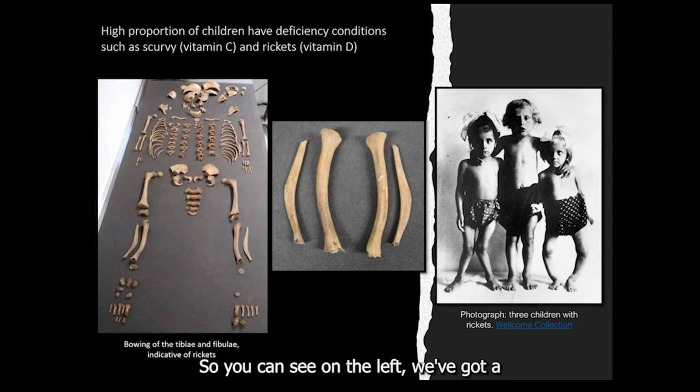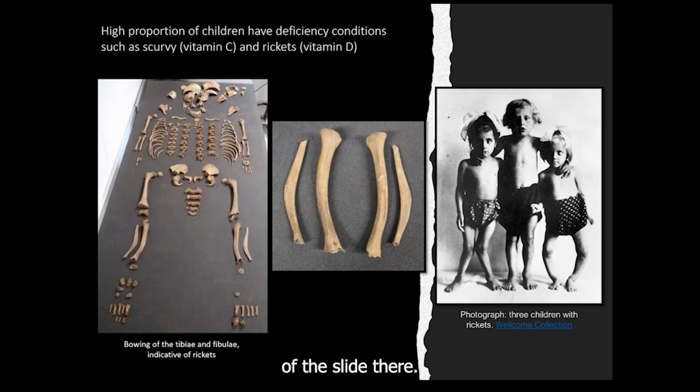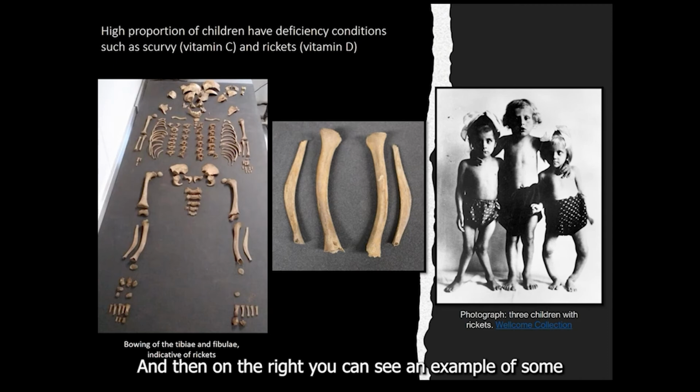So you can see on the left, we've got a skeleton that's laid out, that's from Trinity, and we can see that the lower legs are very, very bent. And that's a close-up of the same skeleton just in the centre of the slide there. And then on the right, you can see an example of some children. This photo was obviously taken quite a while ago. This is a photograph from the Wellcome collection of 3 children who do have rickets, and you can see those same bending deformities in the legs.